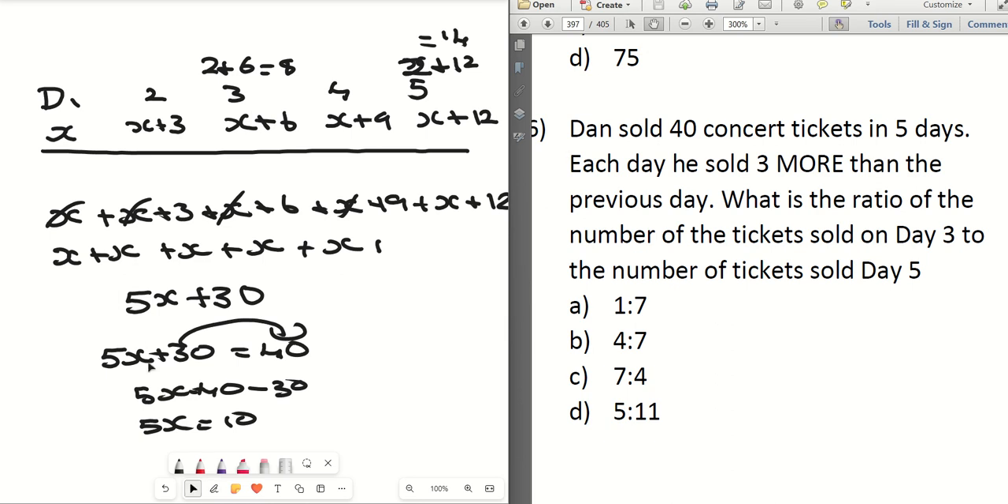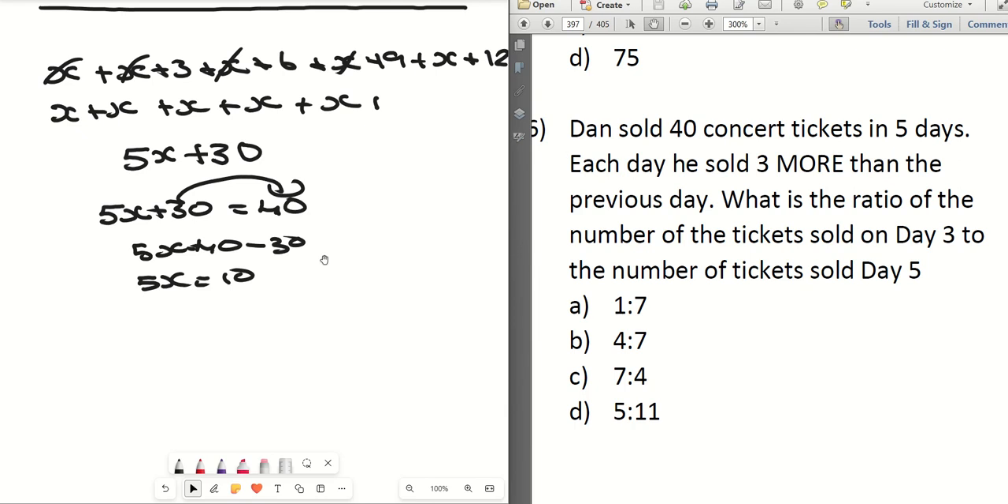So the ratio of day 3 to day 5 would be 8 to 14. That's day 3 to day 5. 2 could go into 8 4 times, and 2 could go into 14 7 times. So the answer for this would be B. That is how you do this question.